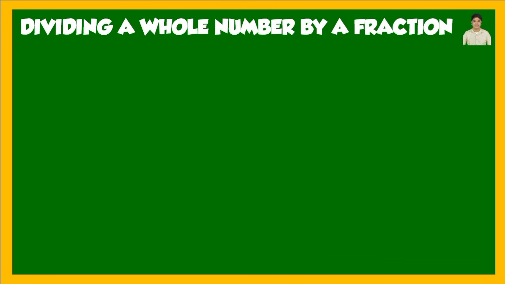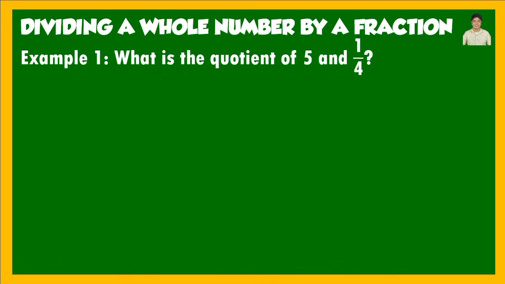Yung una nating i-discuss is dividing a whole number by a fraction. Whole number: 1, 2, 3, 4, 5, 6, and so on. Fraction: it may be proper, improper, or even mixed fractions, or tinatawag nating mixed numbers. So let us have the first example. What is the quotient of 5 and 1/4?